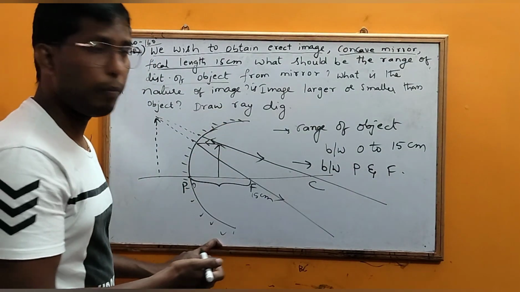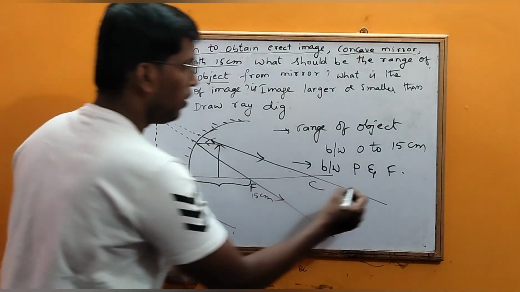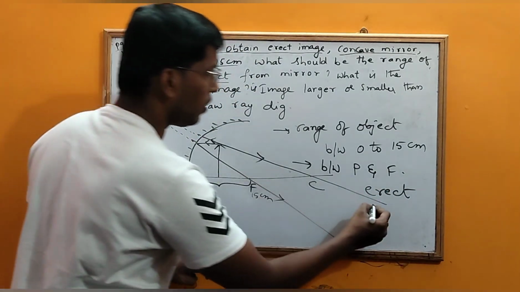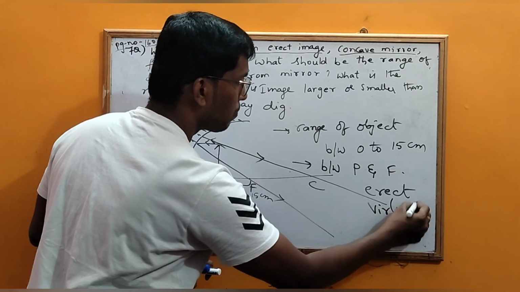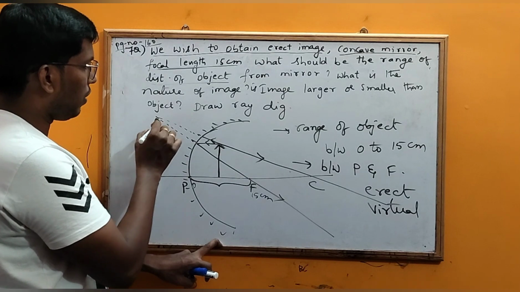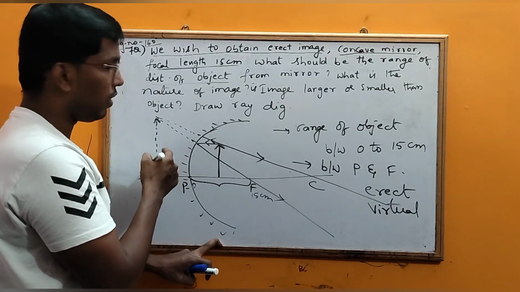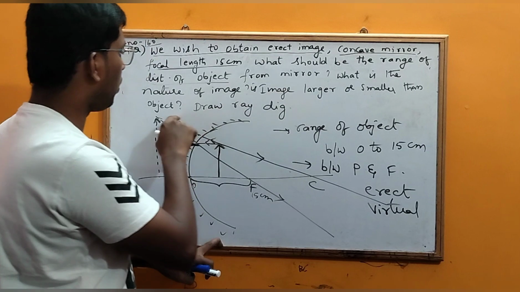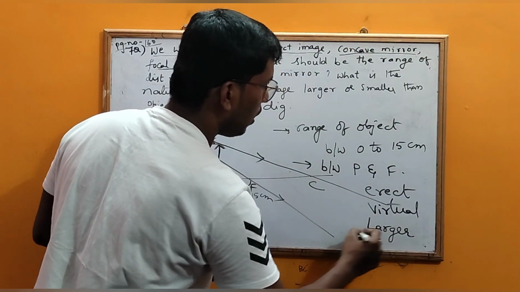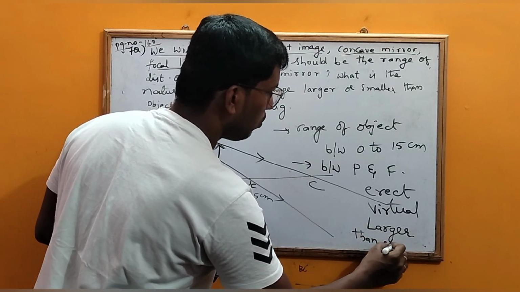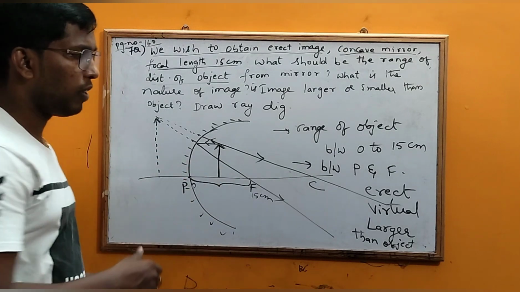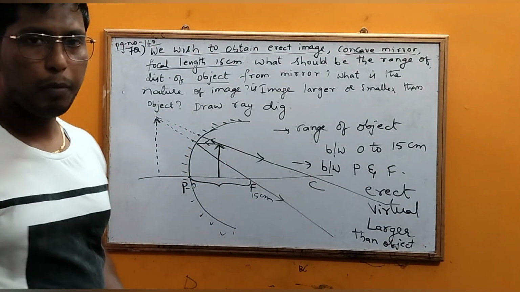And what is the nature of the image? The nature is erect, and it is a virtual image. If you observe the size of the object and the size of the image, the image looks bigger than the object. So is the image larger or smaller than the object? Yes, the image is larger than the object. So this is the nature of the image. Understood? I hope you have understood, and this is the diagram for question number 7. Please note it down.